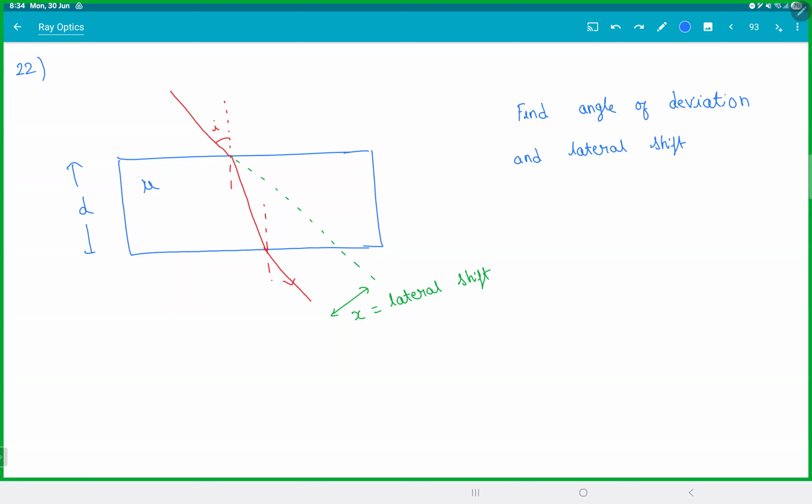Deviation is easy. Find the lateral shift. That's an important one.